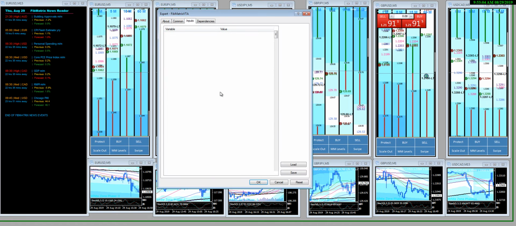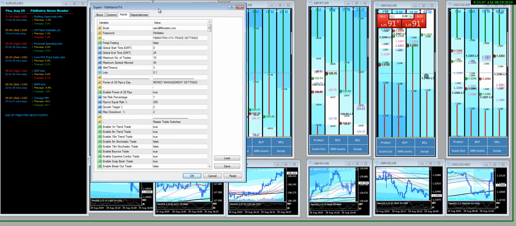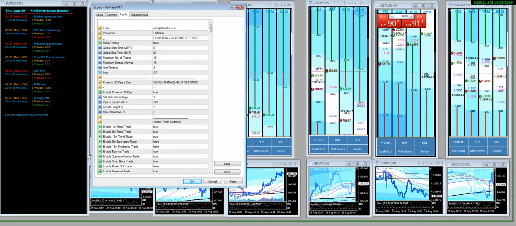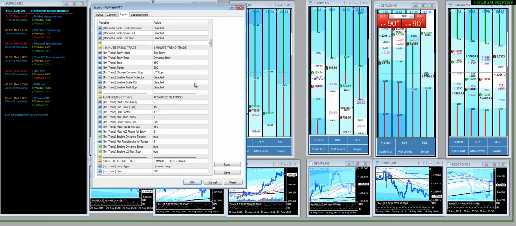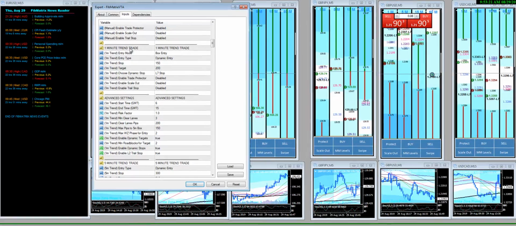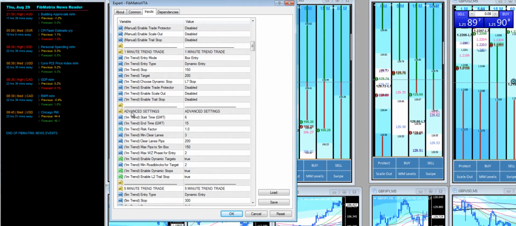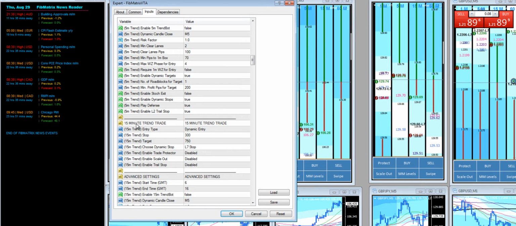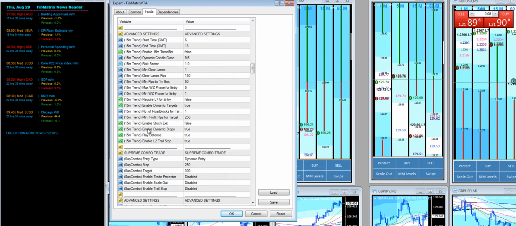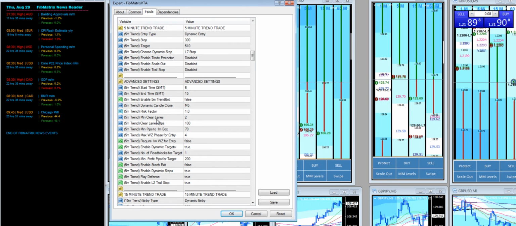You can make your panel however you want. Sometimes it opens small. You might want to keep it kind of large because you've got so much stuff on it. Now let's go to the trend trade settings. If you notice, there's a 1-minute trend trade and there are advanced settings. If you scroll down, you'll see 5-minute trend advanced settings, 15-minute trend advanced settings, and that's where it stops. Is there a 60-minute trend?